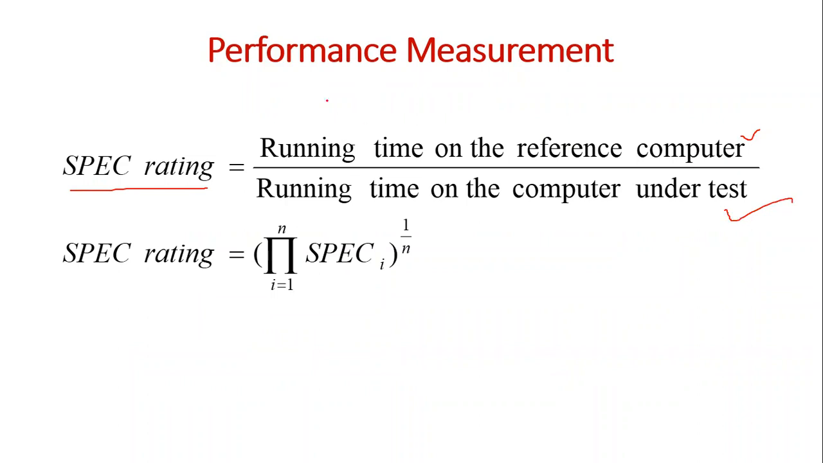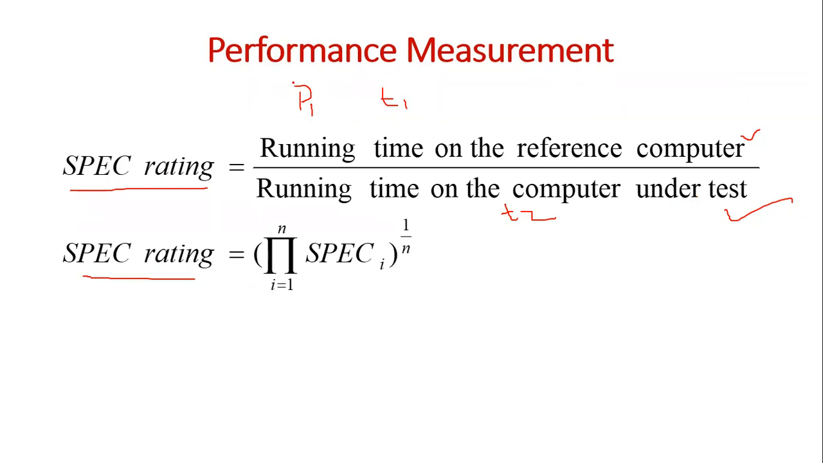That's it. You take a particular program, say program 1, and execute it on the reference computer, which is the standard benchmark computer. Measure how much time it takes, say time T1, and execute the same program on the new computer whose performance you want to test. Say the time is T2. T1 by T2 is the SPEC rating. This is a simple formula, and it is generalized like this.